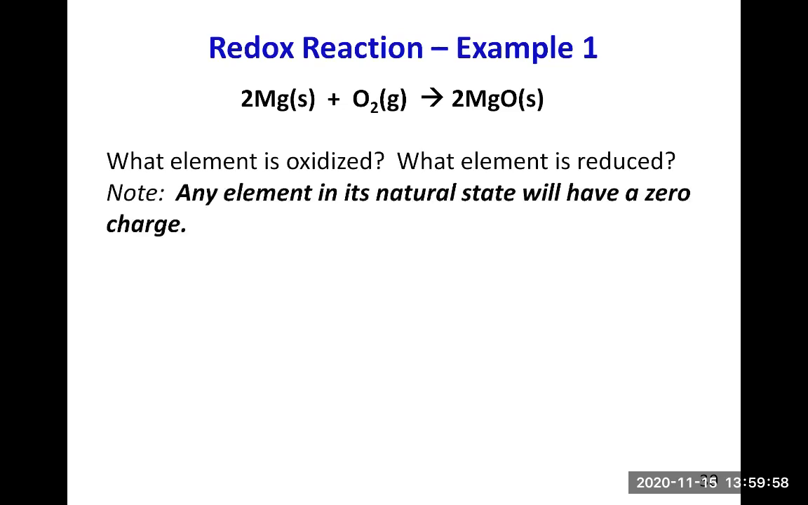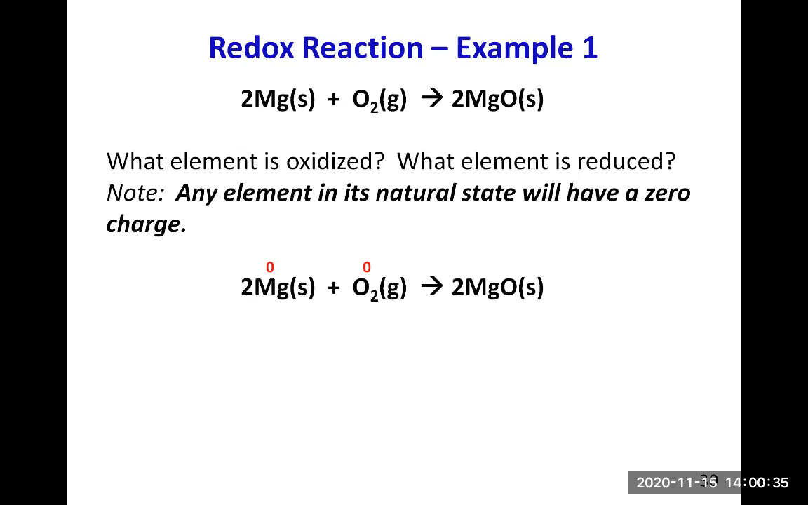You have to find the oxidation state for each of the elements in that reaction. Any element in its natural state will have a 0 charge. So magnesium as a solid is magnesium in its natural state, and it will have an oxidation state of 0. Elemental oxygen is O2, a diatomic molecule made of 2 oxygen atoms, in the gas phase. That's also oxygen in its natural state, so it will also have a 0 charge.